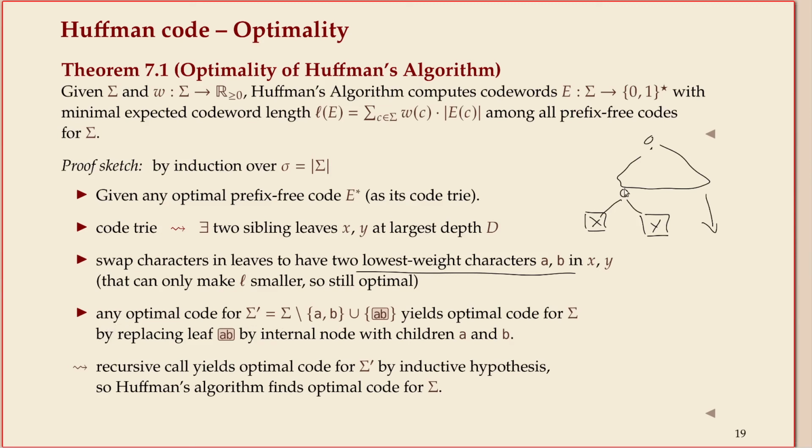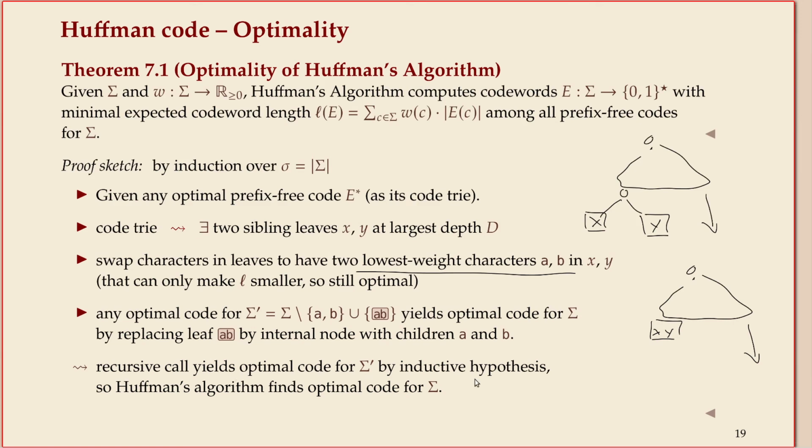Now, if we combine these two things and essentially replace this with the super letter, so we don't have these two, but instead we put here the leaf XY. That makes the alphabet one smaller. And any optimal code for this smaller alphabet where we use the super letter yields an optimal code for sigma when I just replace these again. Because we could start here with any optimal code and we could modify it in that way. So whenever we have any optimal code for the reduced alphabet, we get back an optimal code for the entire alphabet by expanding out the XY super character.